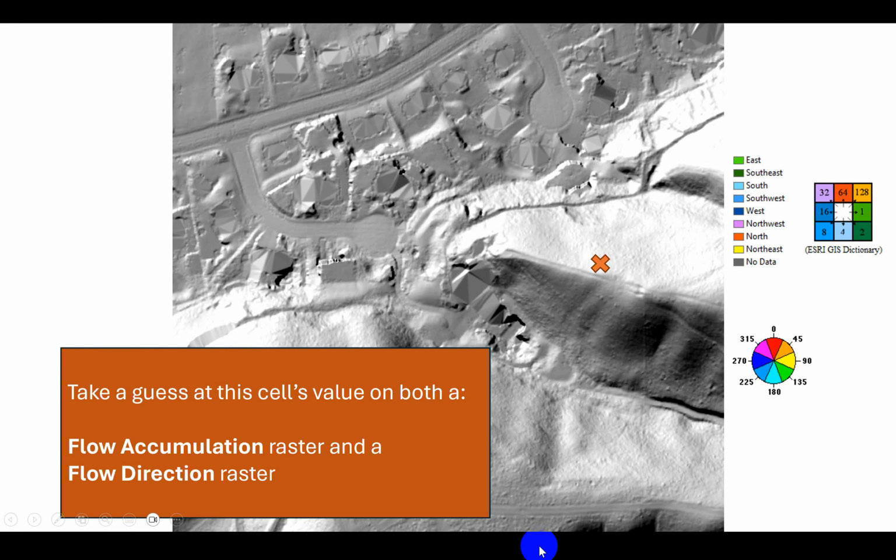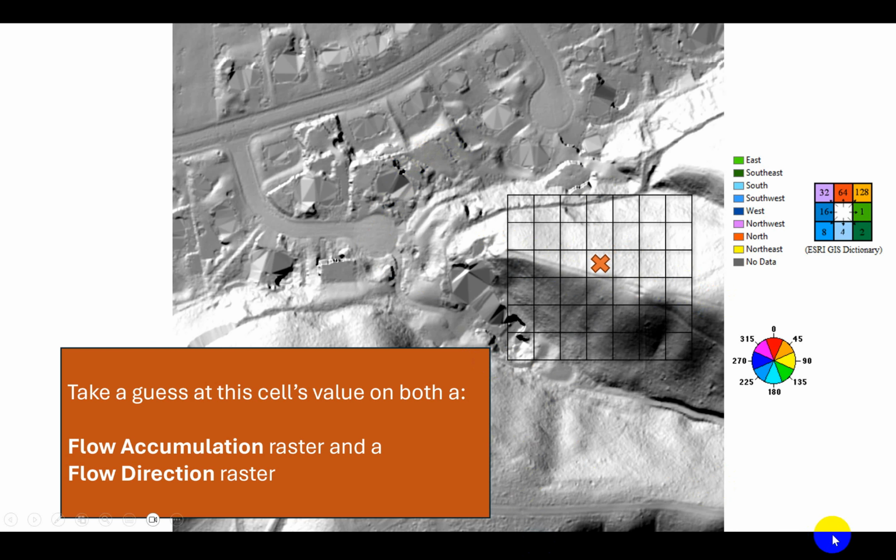Hi, everybody. Let's talk about DEMs of difference. But first, a quick review, a pop quiz, if you will. All right, here's a ridge line with the hill slope going down to lower elevations, right?